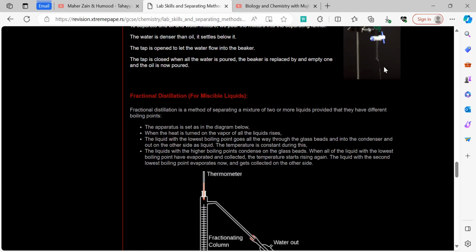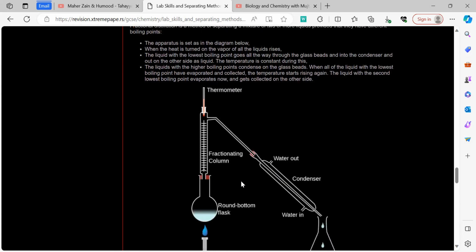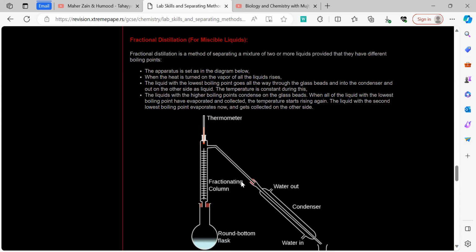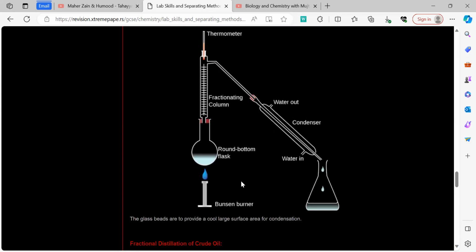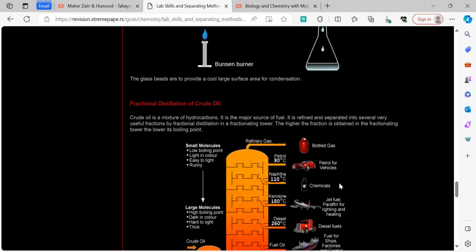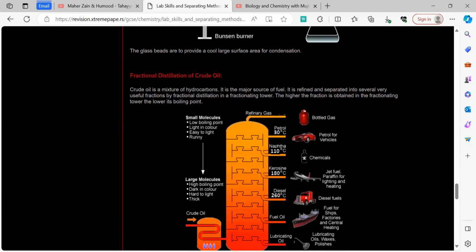This technique is also employed in the case of fractional distillation. Now, in fractional distillation, the additional thing being used is a fractionating column. And the difference between distillation and fractional distillation is that fractional distillation is used for liquids which are miscible with each other. However, the concept is the same: the difference in temperature is used to separate out the different liquids. Now, the important everyday use of fractional distillation is for crude oil.